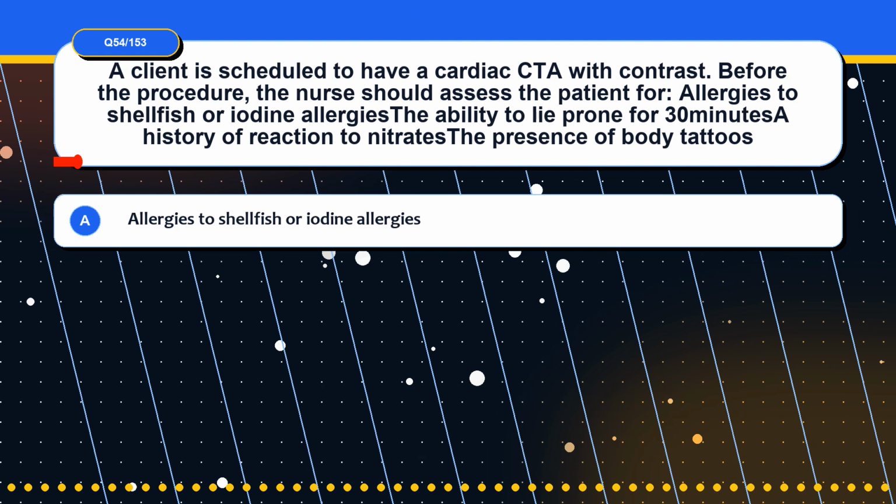Question 54. A client is scheduled to have a cardiac CTA with contrast. Before the procedure, the nurse should assess the patient for allergies to shellfish or iodine, the ability to lie prone for 30 minutes, a history of reaction to nitrates, the presence of body tattoos. Here are the options. Option A, allergies to shellfish or iodine.